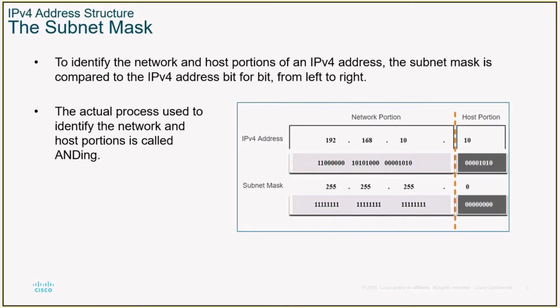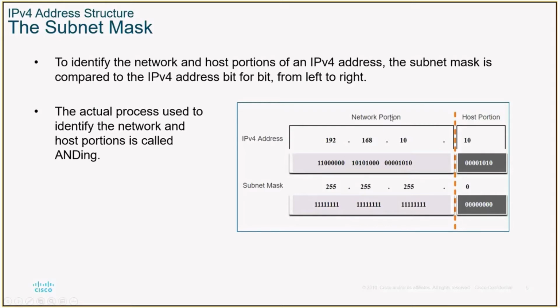So to identify the network and host portions of an IPv4 address, the subnet mask is compared to the IPv4 address bit for bit, and I actually demonstrated this on the board previously, and so it's called ANDing or logical ANDing. And so as you can see here, the subnet mask is a string of ones followed by a string of zeros, and so it's actually through this process that we can calculate the network address. And so remember, wherever there's a column with two ones, the end result will be a 1. Wherever there's only 1 or 0 ones, it will always be a 0.